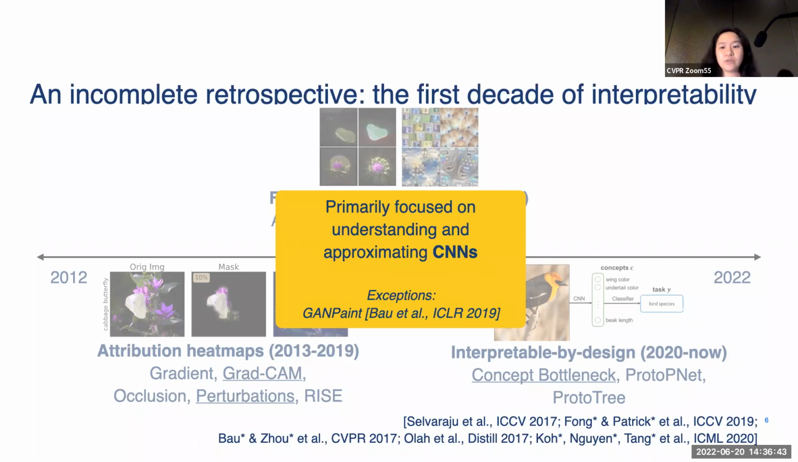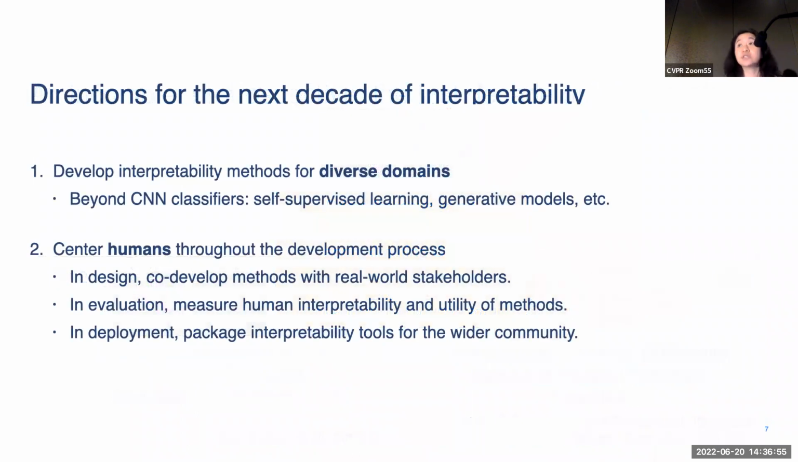There have been a few notable exceptions like GAN paint, as well as transformer circuits that focus on understanding GANs and transformers respectively. But on average, we primarily focused on CNNs. So looking forward to the next direction, here's a few key directions I think will be crucial for the next decade. The first strand is to develop interpretability methods for diverse domains.